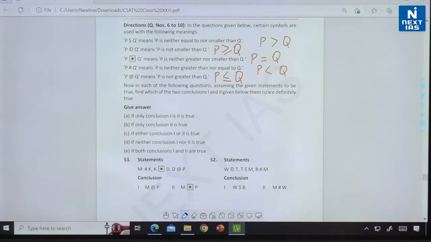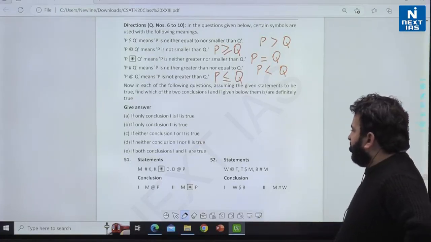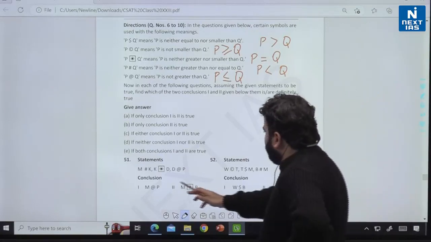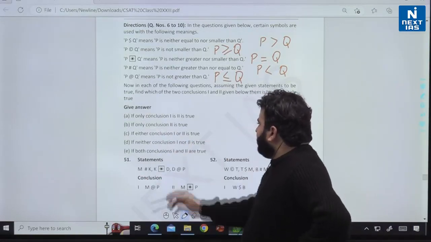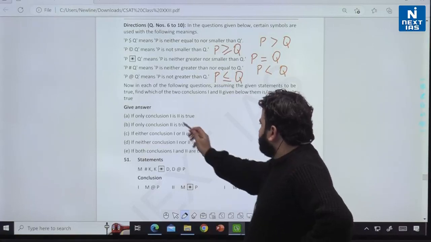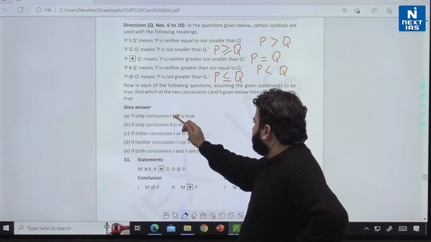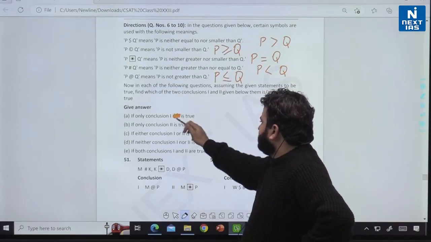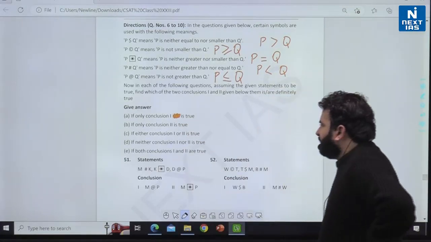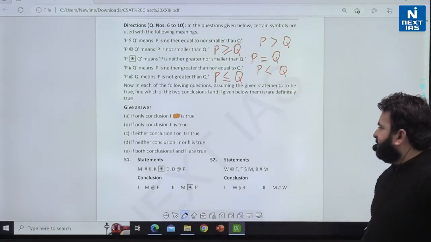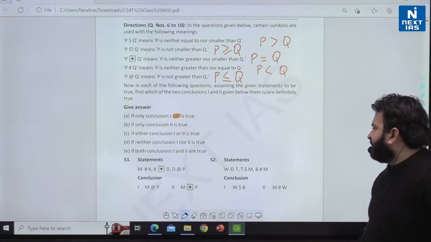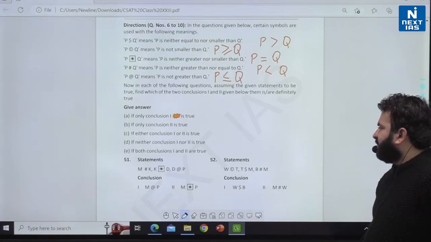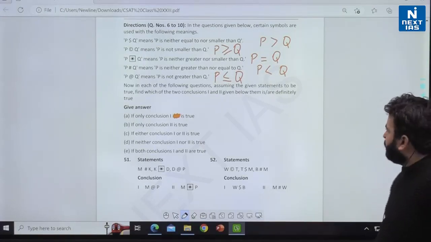So coded inequality, all of you, this is a little different topic. Give answer A only if conclusion 1 is true. Give B if only conclusion 2 is true. C if either conclusion first or second is true. D if neither conclusion first nor second is true. E if both conclusions 1 and 2 are true.